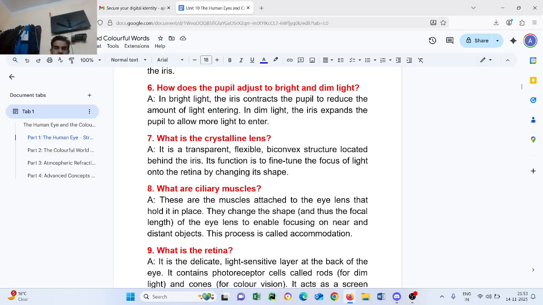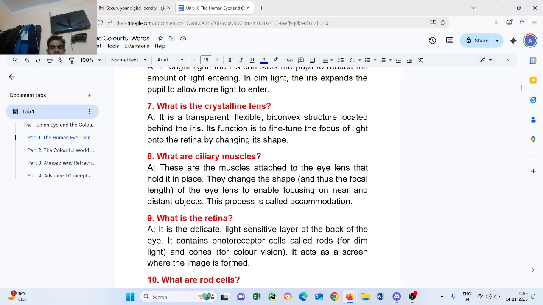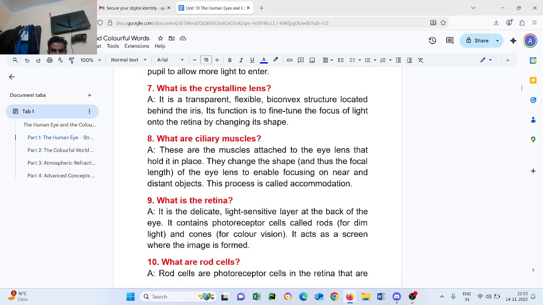Question number 9. What is the retina? It is the delicate light-sensitive layer at the back of the eye. It contains photoreceptor cells called rods for dim light and cones for color vision. It acts as a screen where the image is formed.